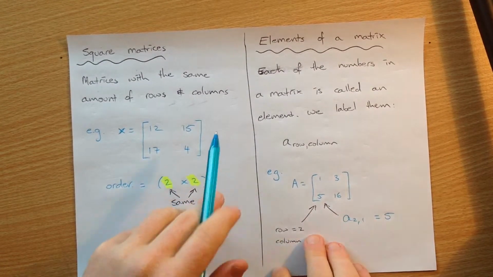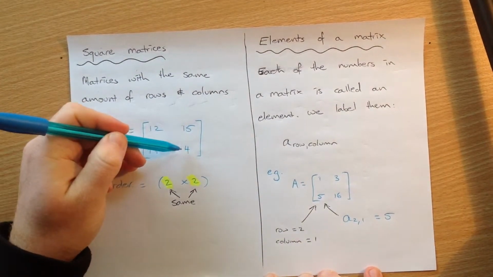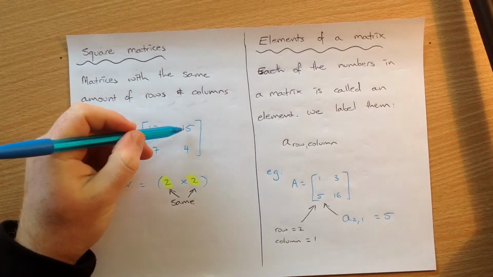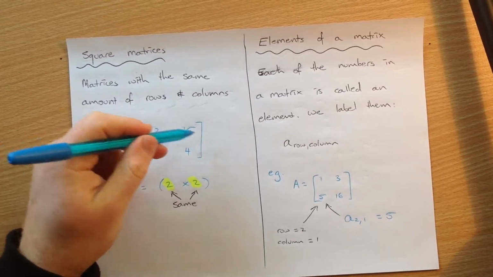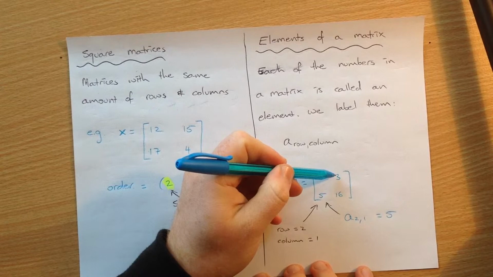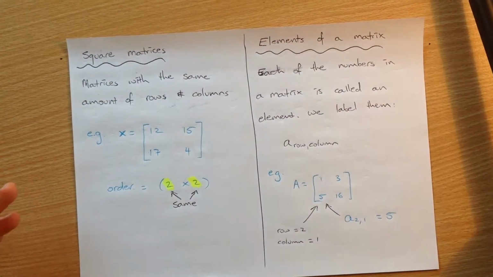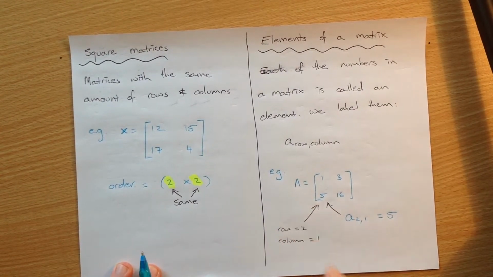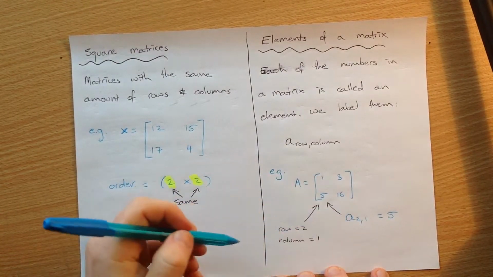Last but not least is the elements in a matrix. So all of these different numbers that we see in all the different matrices, each of them is called an element. So there is an element here, 12, there's an element here, 15, an element here, 17, that's another element, so there's 4 elements in this one. Here's an element 1, an element 3, an element 5, an element 16. So in this one there's also 4 elements. So that's a square matrix as well, just for trivia's sake, and I've called that one A, just because A seemed like a good letter. So each of those numbers is called an element.